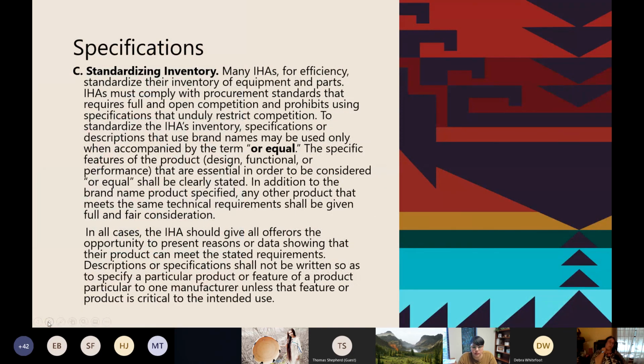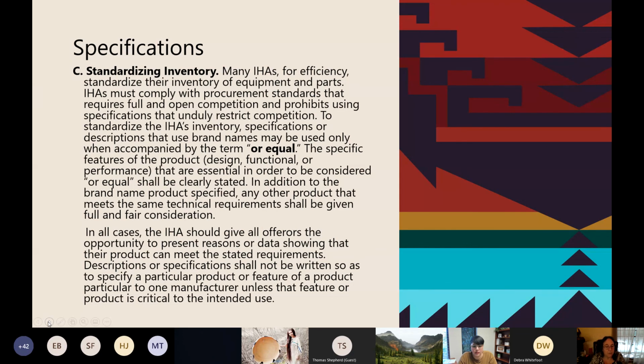Standardizing inventory. This is one thing that I tried so hard. If you guys are going to buy doors, buy the same size door. Make them so the wheelchair can fit through there. Try to get three or four the same window size. It makes life so much easier when you're three or four hours away from other products. But many housing entities, for efficiency, try to standardize their inventory of equipment and parts.